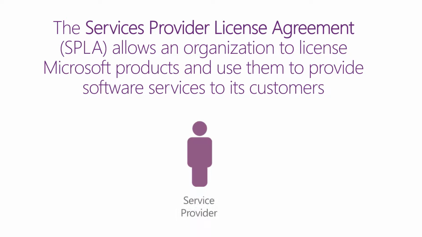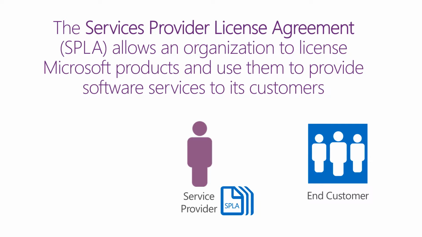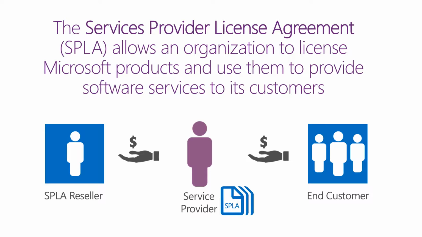First of all, we've got the organisation which is going to provide these software services, which is a partner known, of course, as a service provider. And this is the organisation that signs the SPLA and then provides the software services to his own customers, which we're going to refer to as end customers. This end customer pays the service provider for these services, and then the service provider reports licenses to a SPLA reseller and pays that organisation for the licenses.